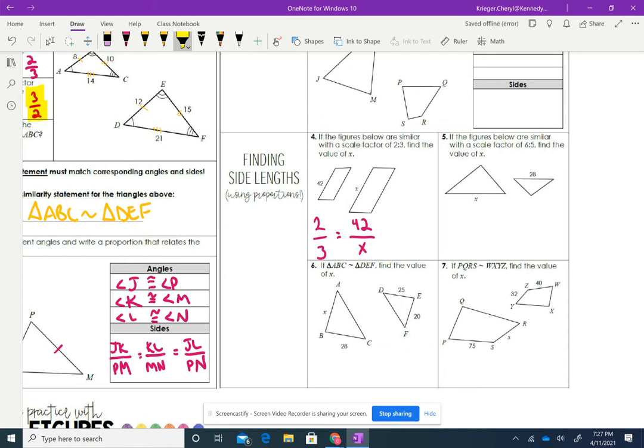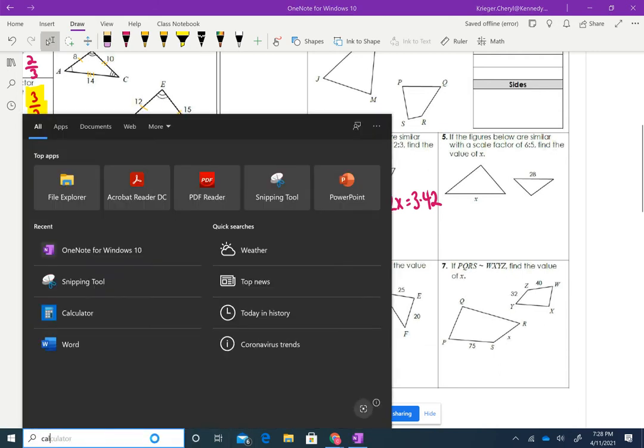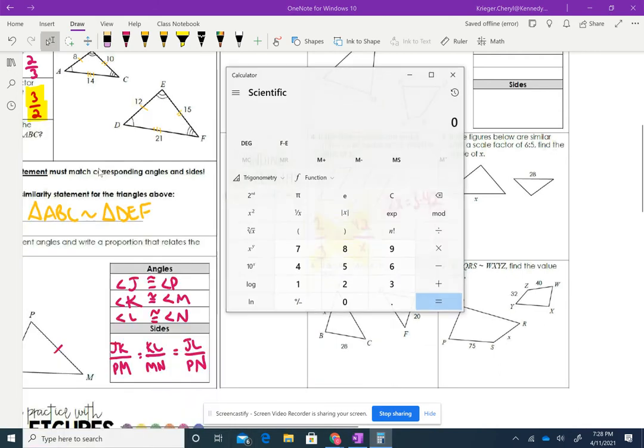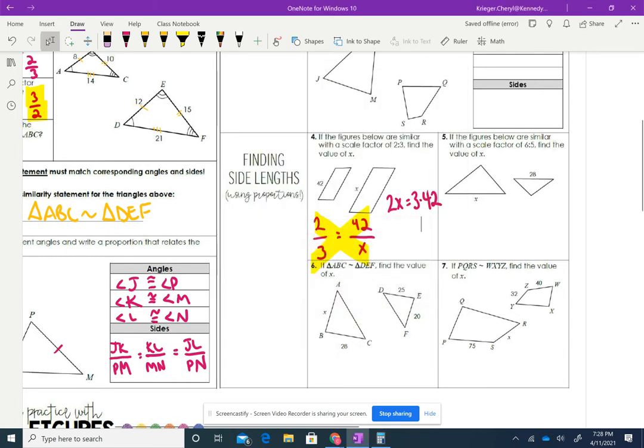Okay, and then we cross multiply, right? 2 times x equals 3 times 42. 2x equals 3 times 42. Calculator. 3 times 42 is 126. So 2x equals 126. And then we divide by 2 to get x by itself. x equals 63. Okay.